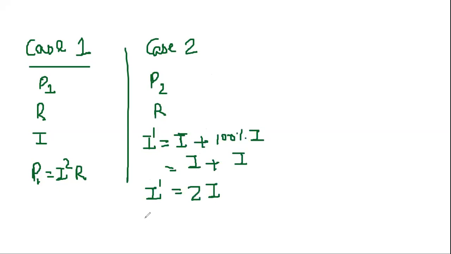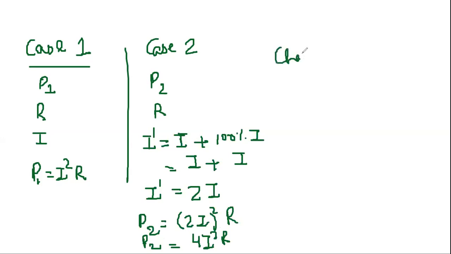From here, power P2 is equal to I square R, so putting in 2I, P2 is (2I) whole square into resistance R. It becomes 4I square R. This is the value of the new power. Now what is the change in power that takes place? We have to find the value of change here. The change will be P2 minus P1.